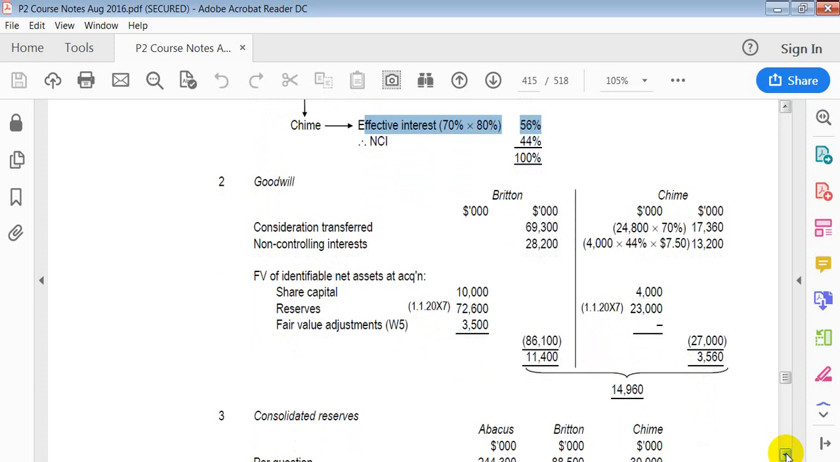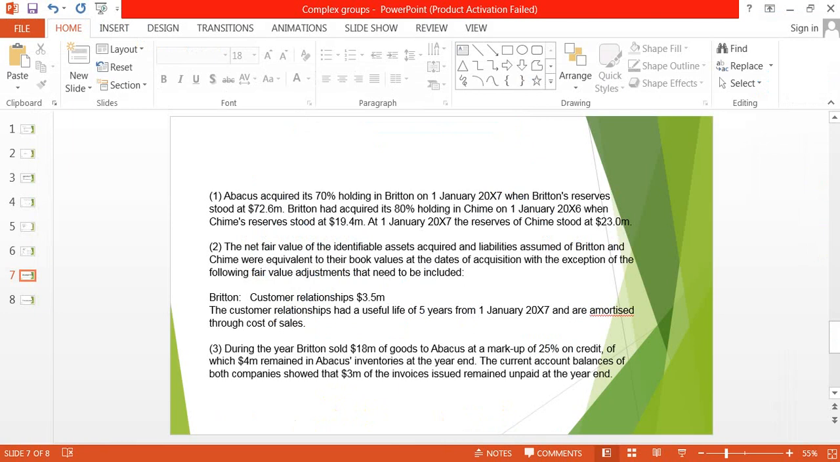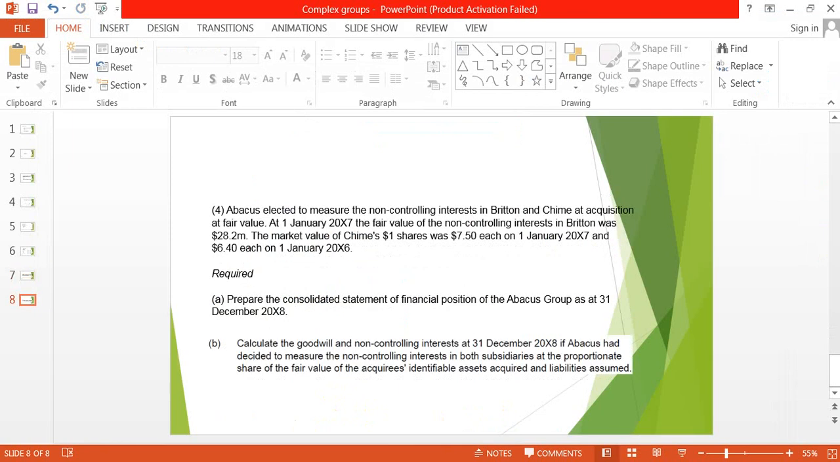So those are the workings for the goodwill. The consideration, we'll start with Britain. A paid 69.3 million. The NCI, we have it there in note 4, was 28.2 million.